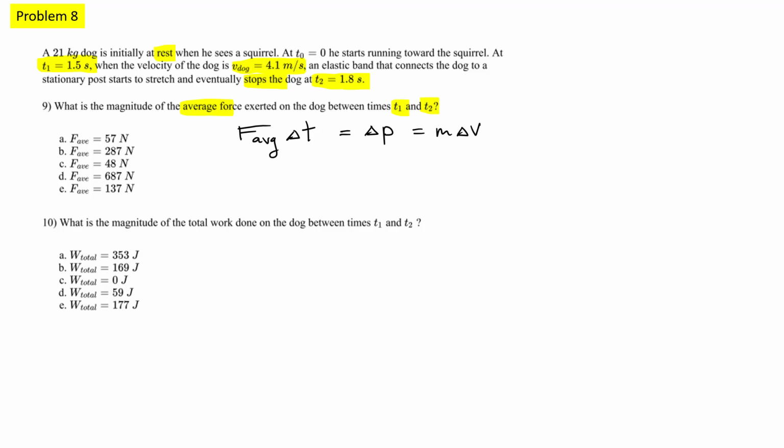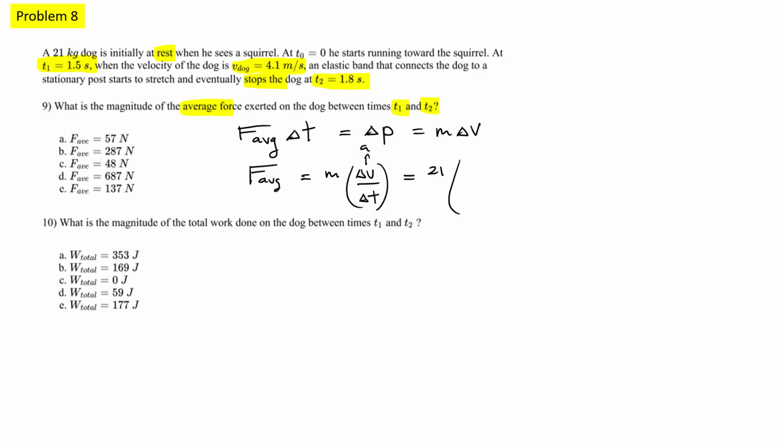So if we're looking for the average force, we just isolate the average force. It is m delta v over delta t. And this really is nothing more than Newton's second law, right? Because this term is the acceleration of the dog. So what is our mass? Our mass is going to be 21. What else? The change of velocity is v final minus v initial.